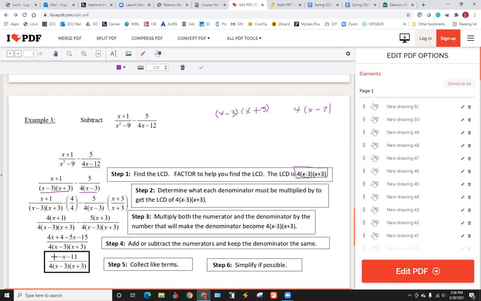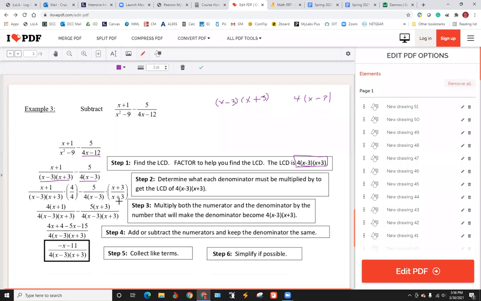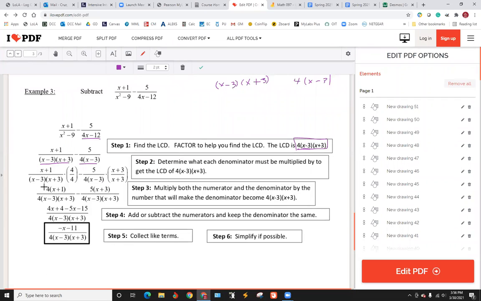All over that LCD. Like I said, the real work is in the numerator, because once we determine what the LCD is, we know what it's going to be. We just have to multiply that numerator by the missing term, or the missing factor, I'm sorry. In this case over here, it was 4. In this case, it was the x plus 3. So that's why they show that part right there, because that's important. And you've got a negative sign there, so that affects both those terms.